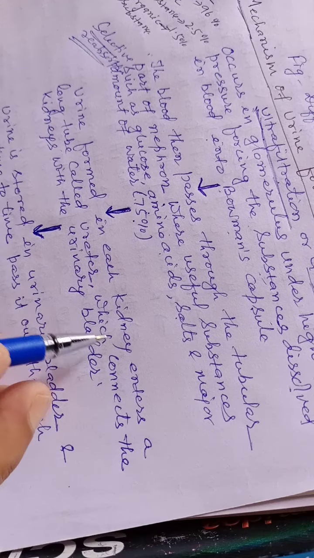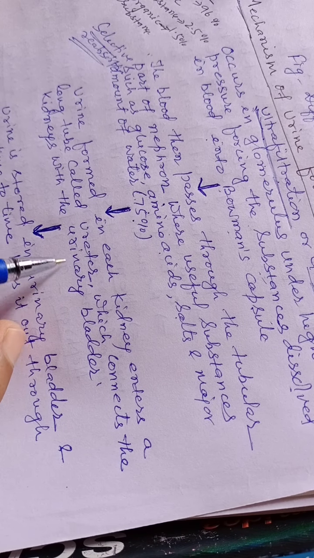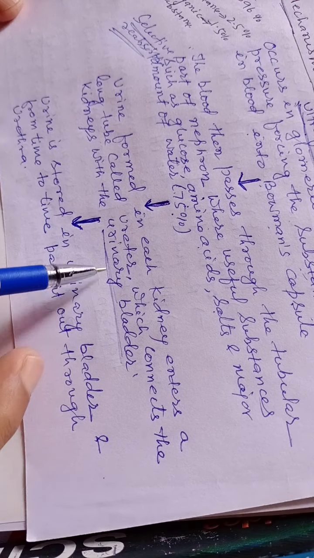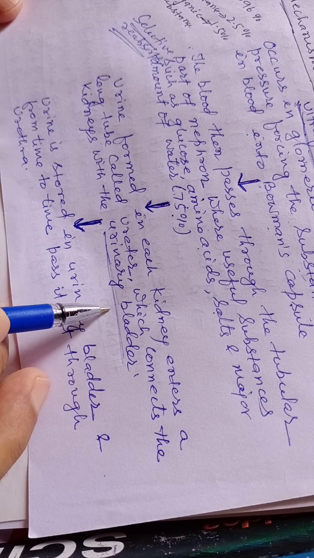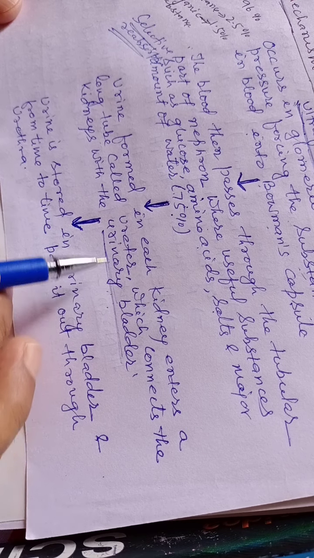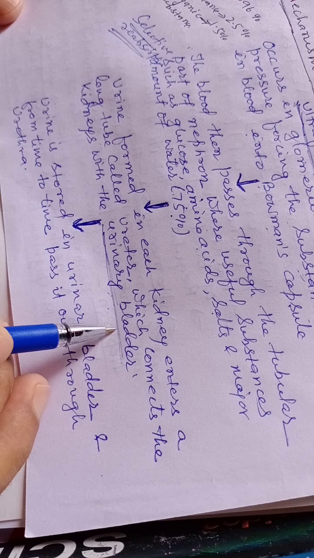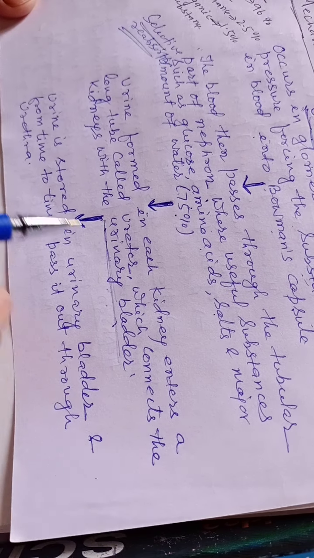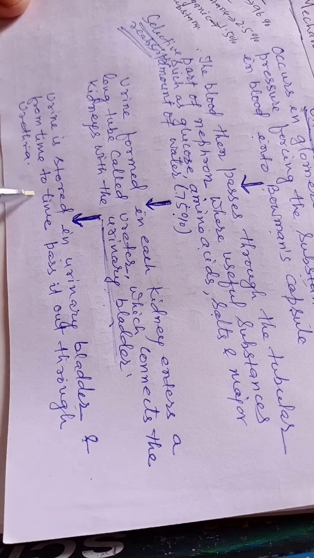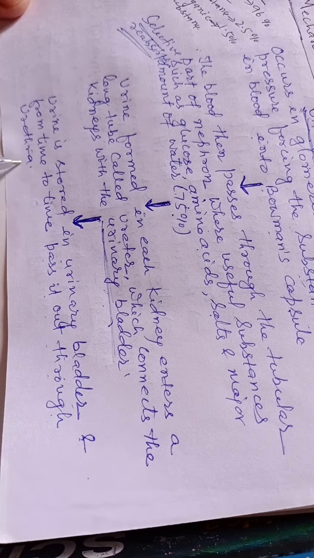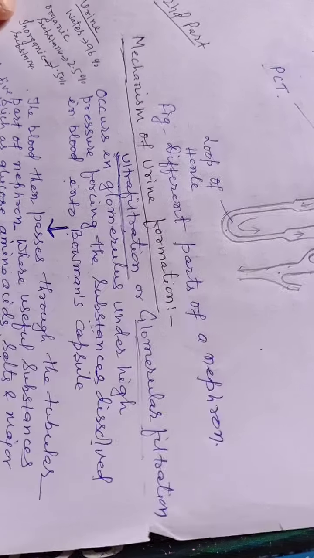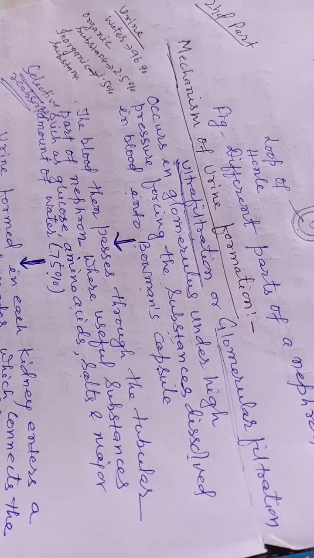So through ureter it is conveyed to a bladder like structure that is called urinary bladder, and here urine is stored, and under pressure and under stimulation from time to time it is expelled out through urethra. So urine is stored in urinary bladder and from time to time passed out through urethra. In this way the filtration work or excretion takes place within the human body.